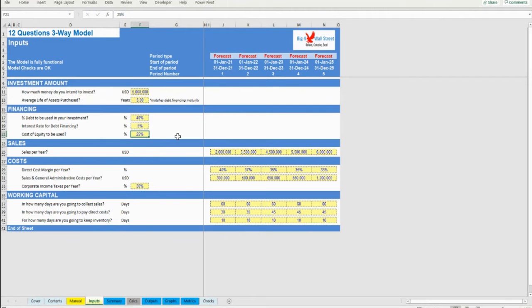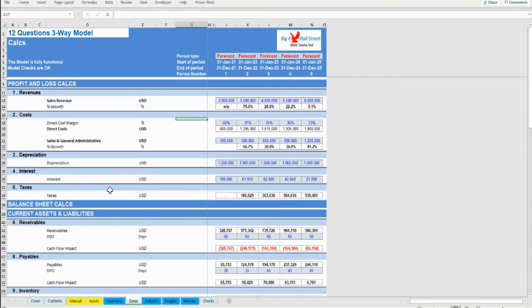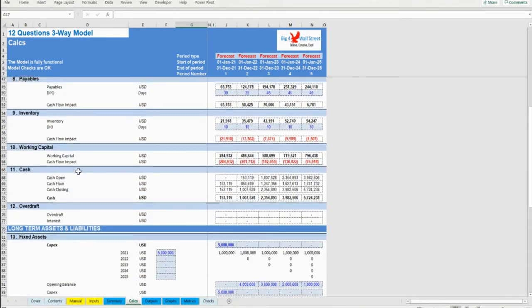Sales: what are your forecasted sales for the next 5 years? Costs: what are your forecasted cost margins, as well as your other operating costs for the next 5 years? What is your corporate income tax rate? Working capital: in how many days are you going to collect sales, pay your direct costs, and for how many days are you going to keep inventory? Everything is calculated in the Calcs tab based on the assumptions you have set previously.